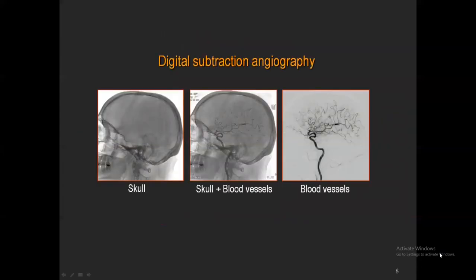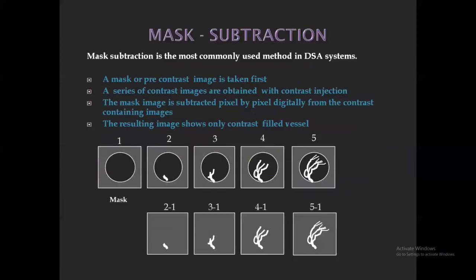For that, first we take a non-contrast image, like this skull image, for example, and without moving the patient or the system, we inject contrast and take images when contrast is filled in the artery. And when we subtract the first image from the second image, we will get only the blood vessel images. This is called a subtracted image.